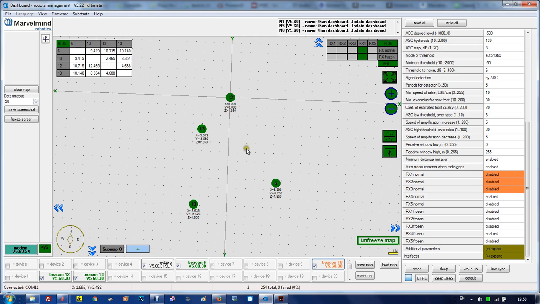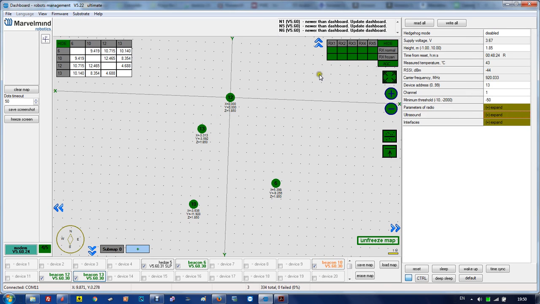But at the same time, if you have your copter flying only in this area and not flying to this area, then you don't need beacons here in their RX frozen mode. So for beacon 13, in this case, I would probably choose these settings. I don't need sensor 5. I probably don't need sensor 2. 5, for example, is looking upward. 2 is looking downward. Sensor 4 is looking straight. This is looking left, and this is looking right. So I return like this.